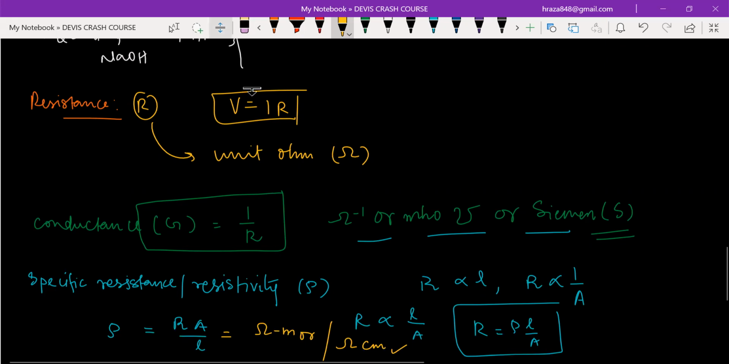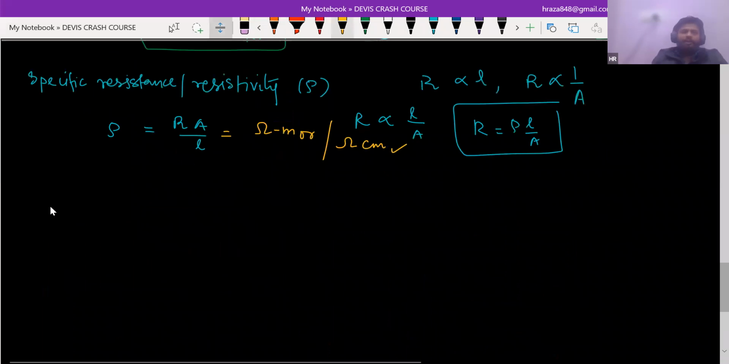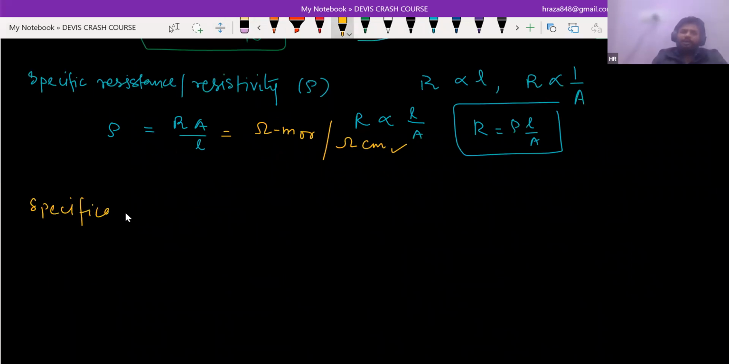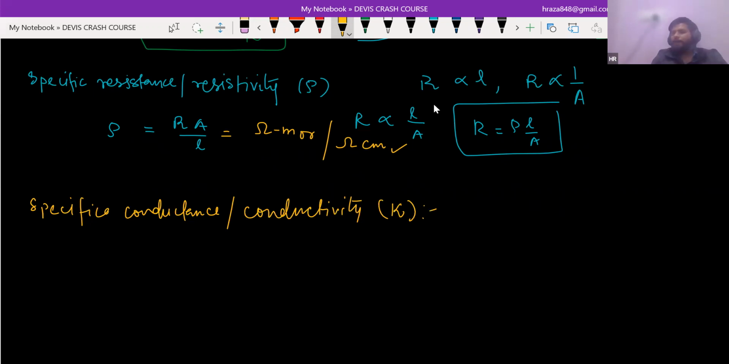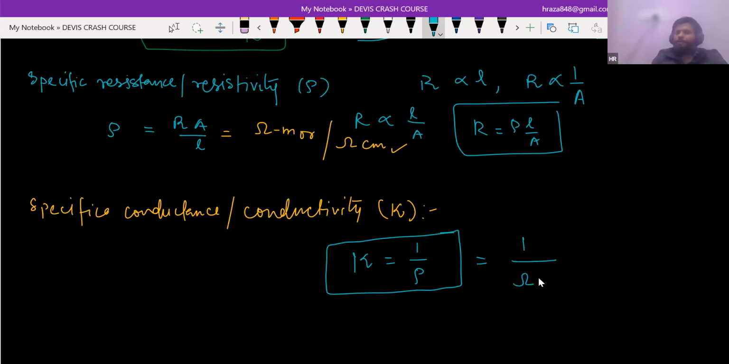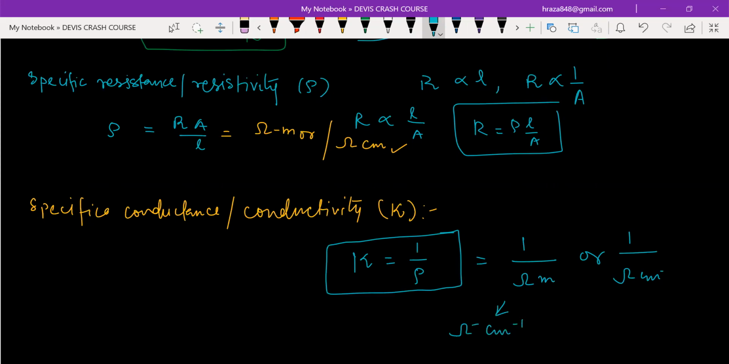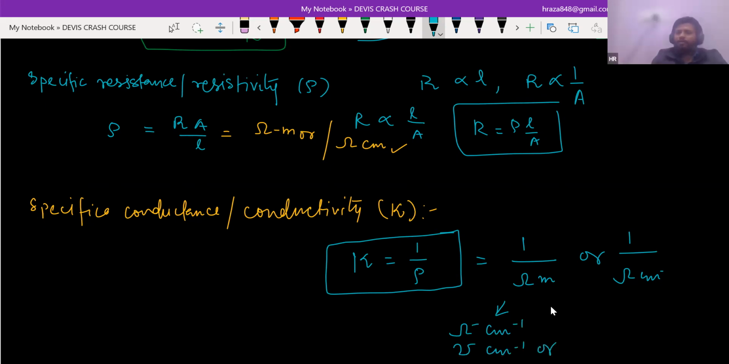Now, after specific resistance or resistivity, there is another term, that is specific conductance, or we also call it conductivity. We denote conductivity by kappa, like a small k. This kappa is basically the inverse of resistivity. You can see the unit of resistivity was ohm meter or ohm centimeter, so for this you can write per ohm per centimeter. Per ohm can also be written as mho per centimeter, or siemen per centimeter, or siemen per meter, mho per meter, like this.